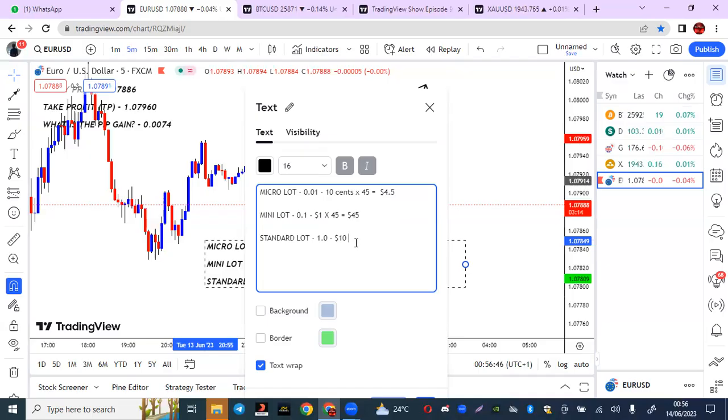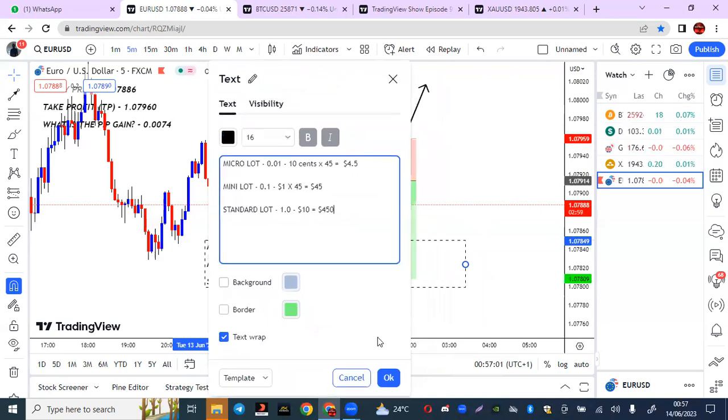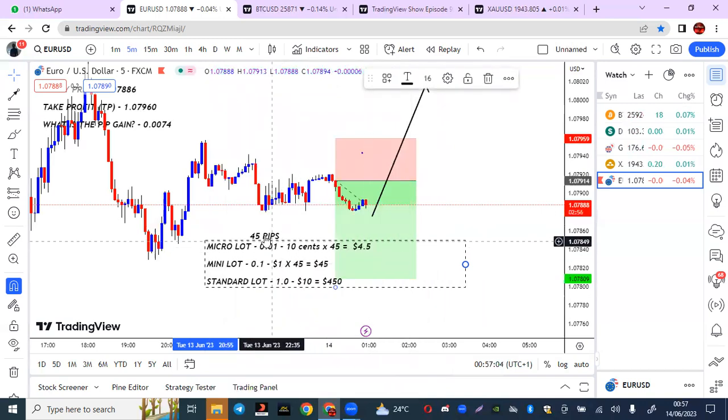Then for this particular one, standard lot, $10 every pip move. So for 45 pips on this particular move, you're going to gain $450. So now, how do you know what kind of lot size you should use?